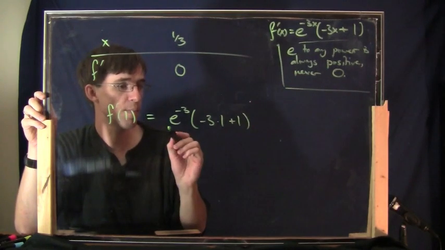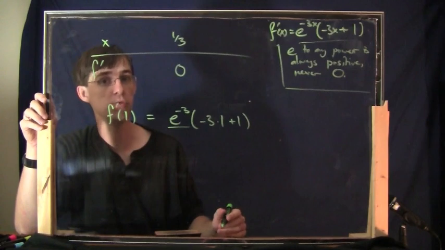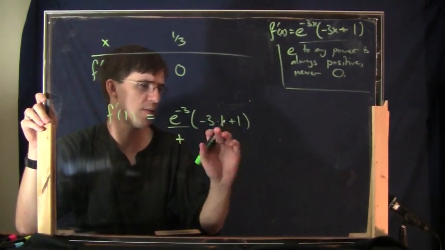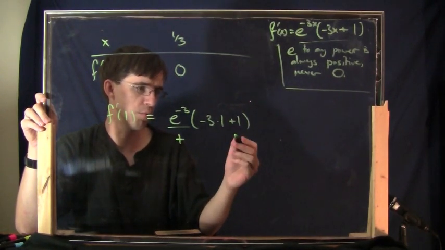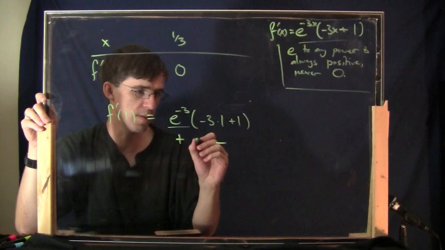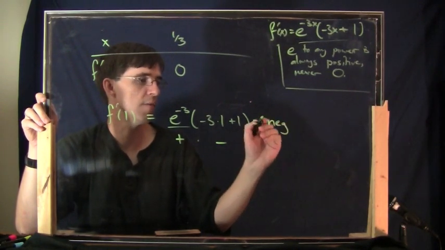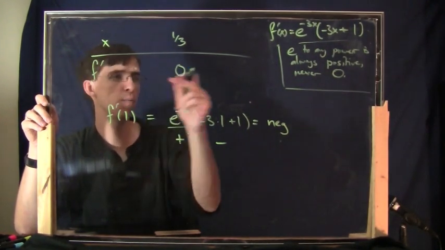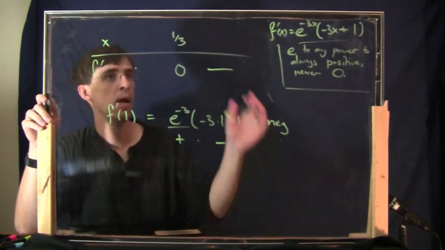So what is e to the -3? Is it positive or negative? It is positive because I told you e to any power is always positive. So this part right there is positive. And what is this? This is -3 plus 1, which is -2, right? So this part right there is negative. So I have a positive times a negative, which is a negative. All right, that's what that is. So to the right of 1/3 is negative, like so.